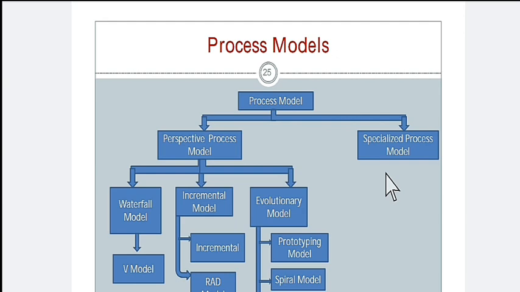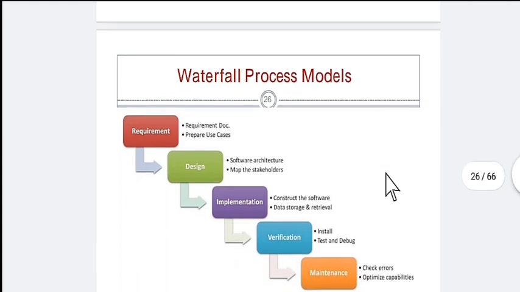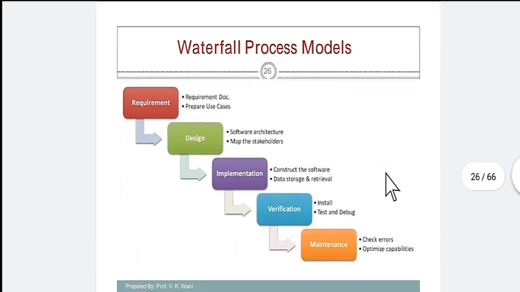So last time we studied the classification of these models. The process model has different modules. The selection of a process model totally depends on your project. Okay. We will select the appropriate model for the software development process. So, as in the last lecture, we studied the waterfall process model.